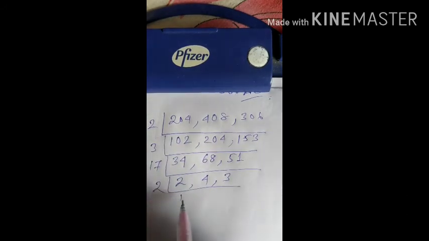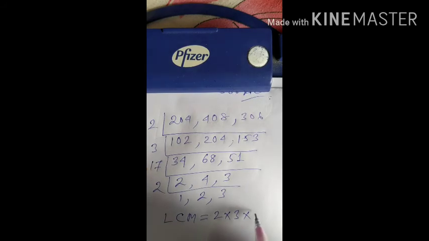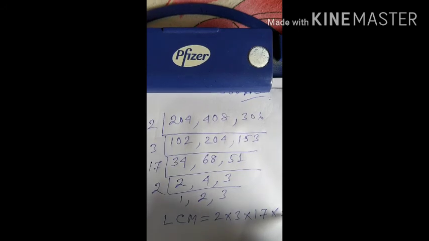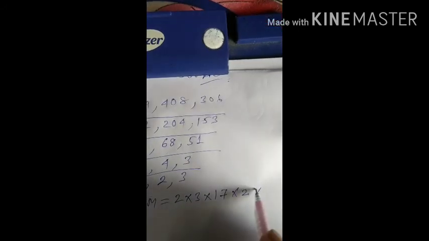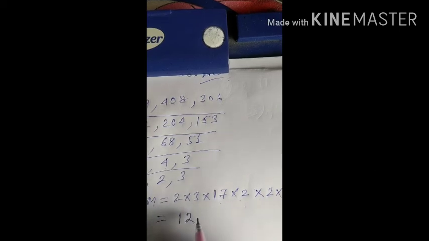Now 2, 1, 3. So the LCM will be 2 into 3 into 17 into 2 into 2 into 3. By multiplying 2 into 3 into 17 into 2 into 2 into 3 we will get 1224. So the LCM will be 1224.